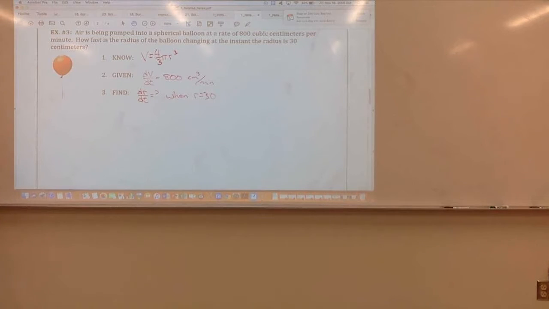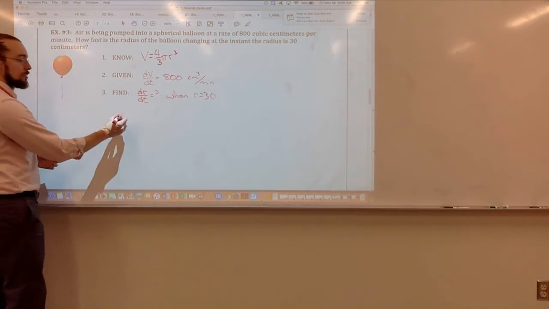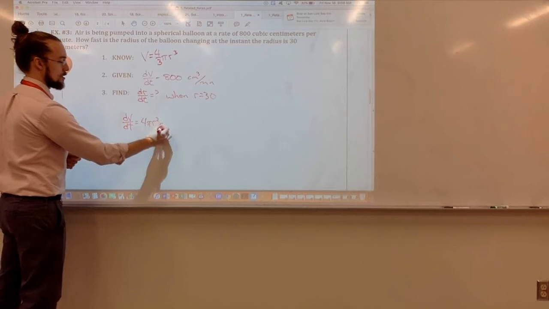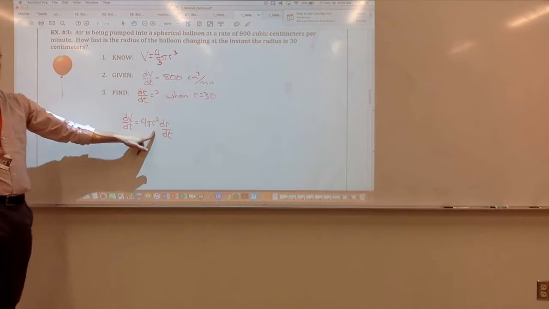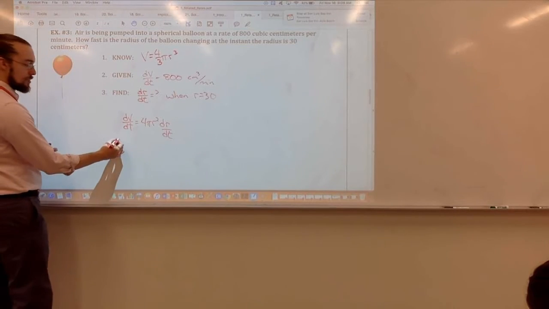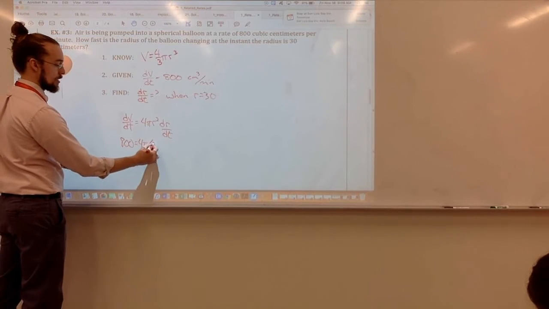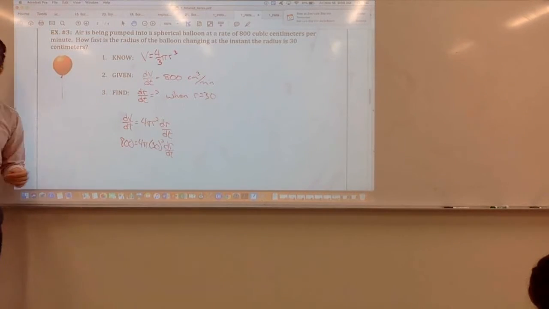So, what should I do? Find the derivative. So what would my derivative here of the volume of the sphere be? And now I know dV/dt, and I know r, so I can plug both of those things in and solve for dr/dt. So dV/dt is 800, equals 4 pi times 30 squared, times dr/dt. And we would just need to get dr/dt by itself.